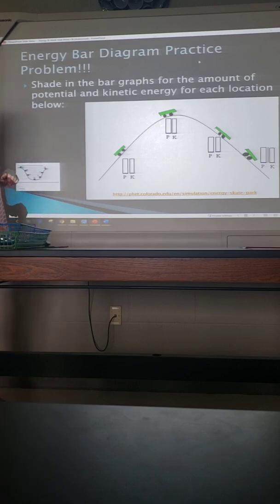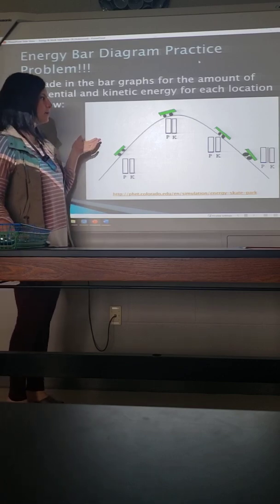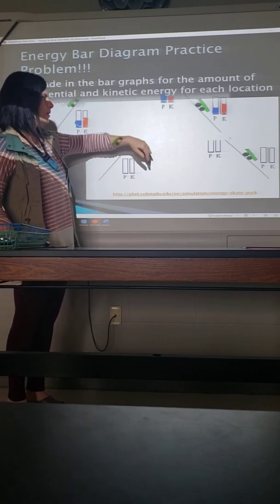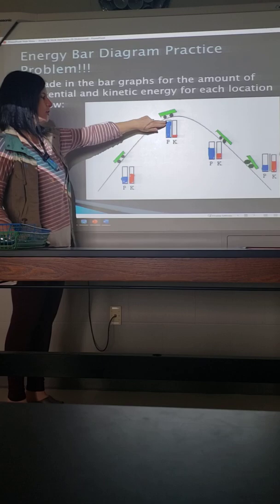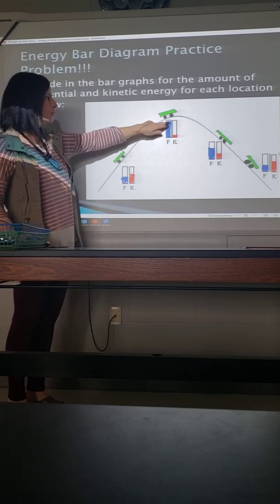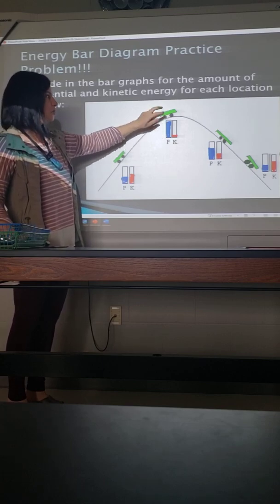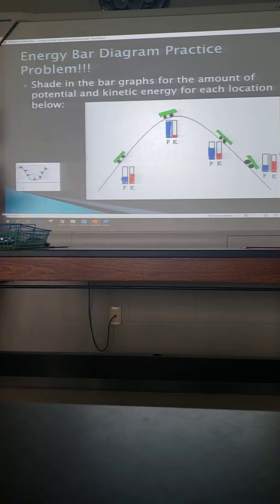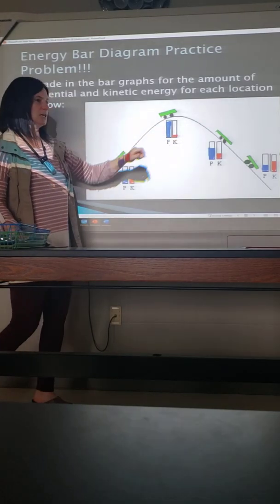So if we look here, again, I'm going to go to the highest point and fill that in. This one is almost to the top, but not quite. So I'm going to leave a little piece missing from the potential, and I'm going to give that little piece to the kinetic.